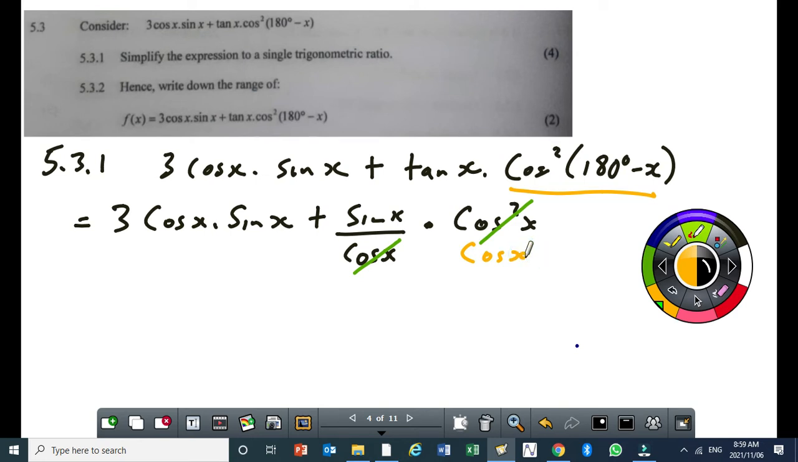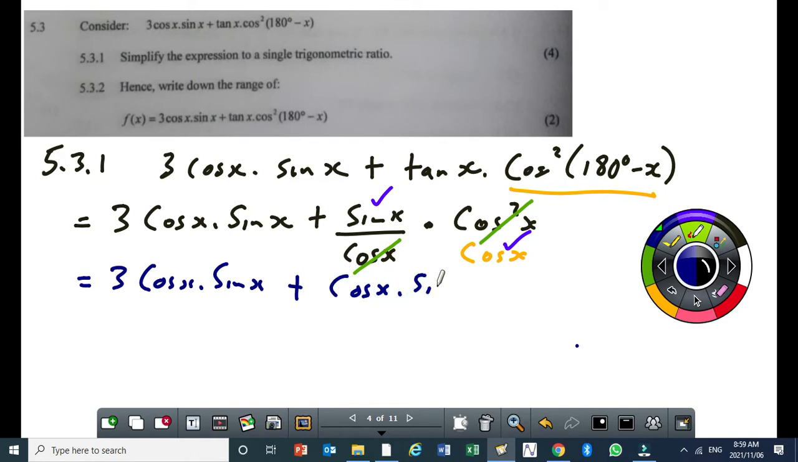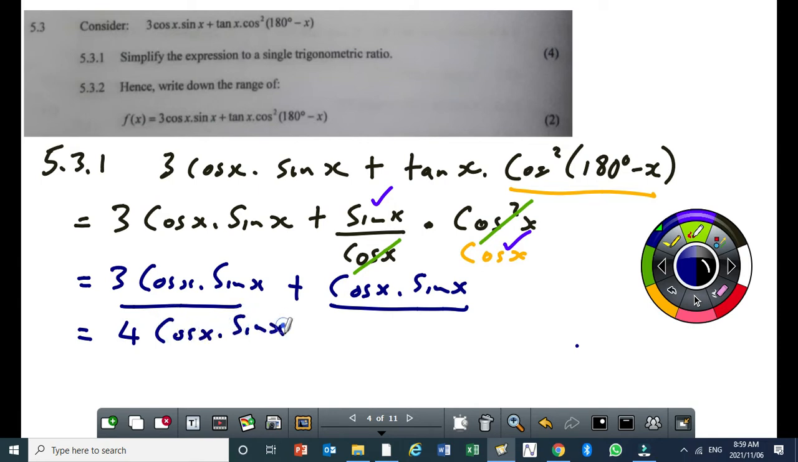Are you following? So you end up having sine x, this sine x, multiplied by that cos x. So you get 3 cos x times sine x plus, that one will give you, if I start with cos x and write it as cos x times sine x, I'm sure you can see that they are like terms now. This is alike with that. So we can write 4 cos x times sine x.